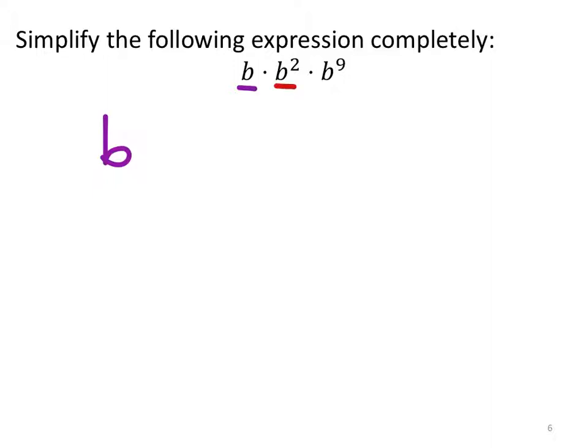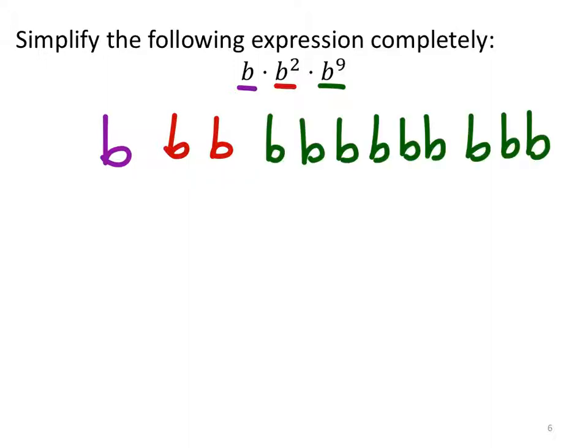Then I've got b to the power of 2, that's 2 b's. And then over here, that's a lot of b's, but there's 9 of them multiplied together as well. All right, so there's all our b's, and all of these are being multiplied together, which means that we have one base, one value, that's being multiplied by itself repeatedly. And in this case, it appears that there are 12 of them.